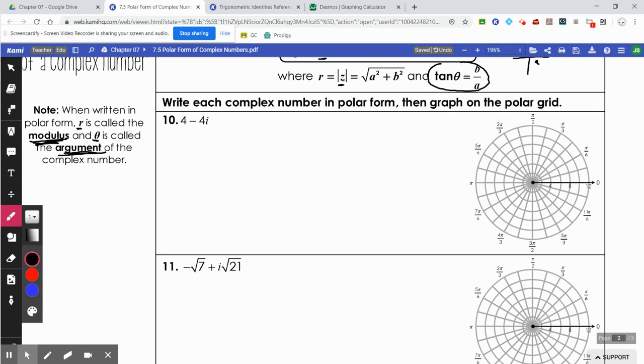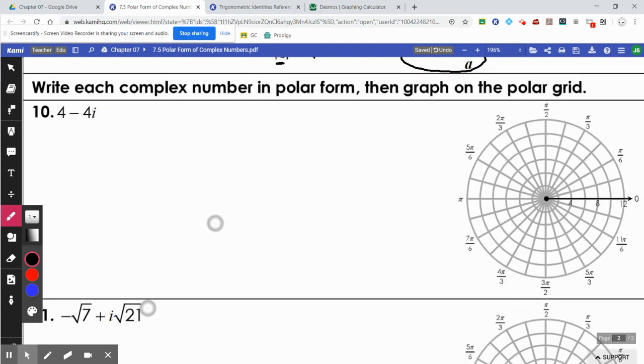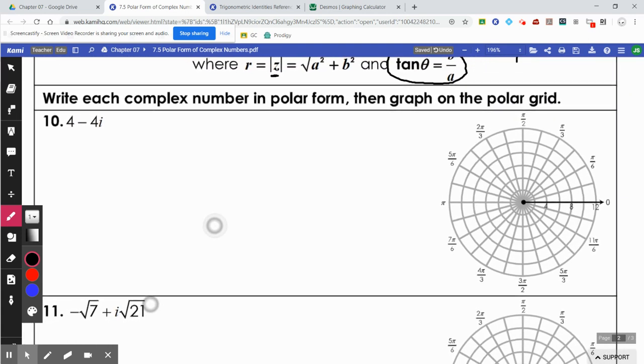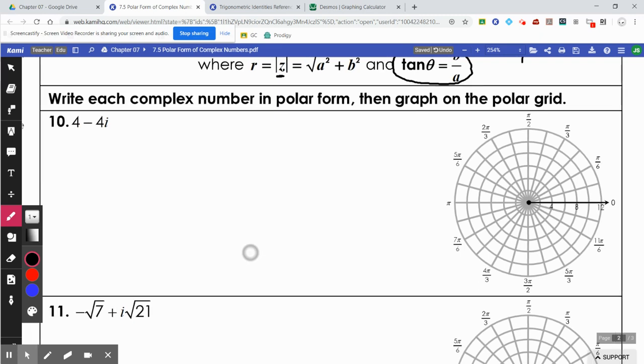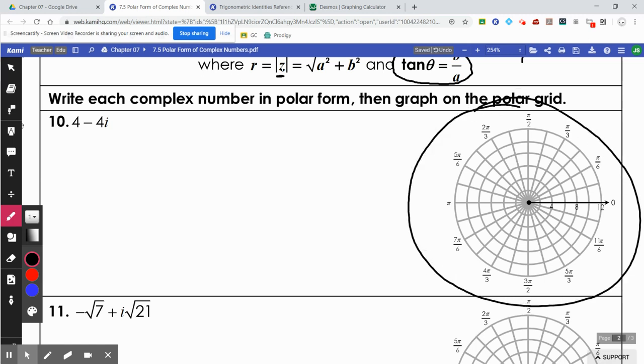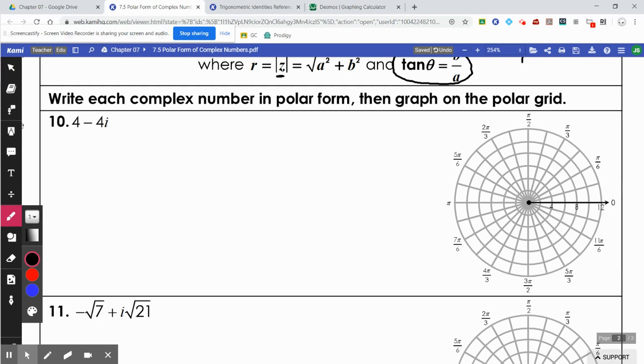So next up, number 10. It said write each complex number in polar form, and then let's graph it on the polar grid. So 4 minus 4i. Now this is no longer your real complex grid, it's now your r theta grid. So let's see if we can graph it here. Let's write it first off in polar form.